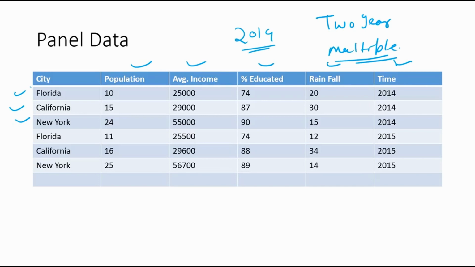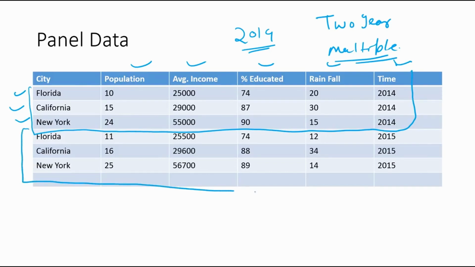Now this is our cross-section data. So this is the data that we had in the previous slide. So this is the cross-section and this gets repeated for 2015 as well, and you can extend to 2016 and so on. You can also go to 2013, 12, 11 and 10, and that is panel data for the 3 different cities.